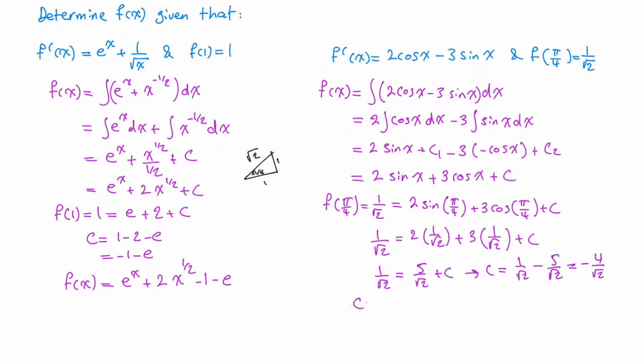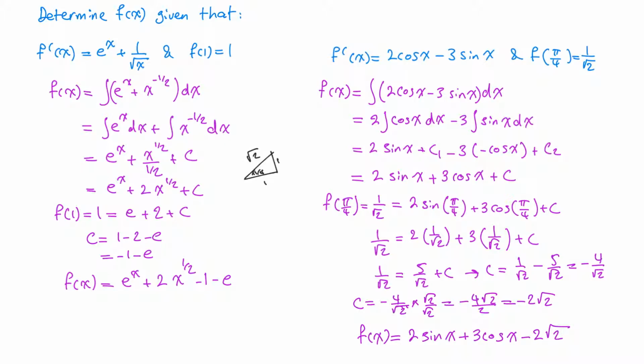So now I know that c is equal to negative 4 over square root of 2. I can simplify this by multiplying by square root of 2 over square root of 2, and I get negative 4 square root of 2 over 2, which is equal to negative 2 square root of 2. And I can leave my final answer as f of x is equal to 2 sine x plus 3 cos x plus my c value, and my c value is minus 2 square root of 2.